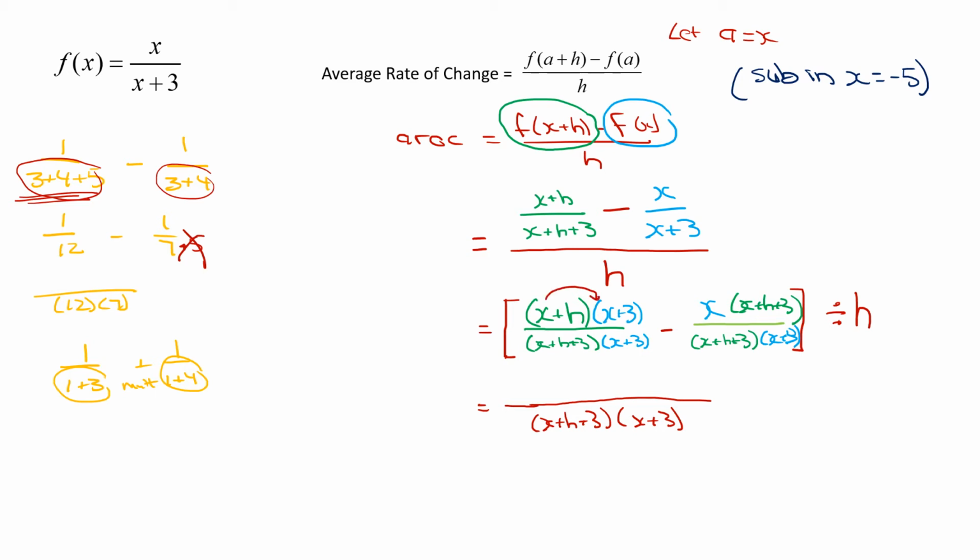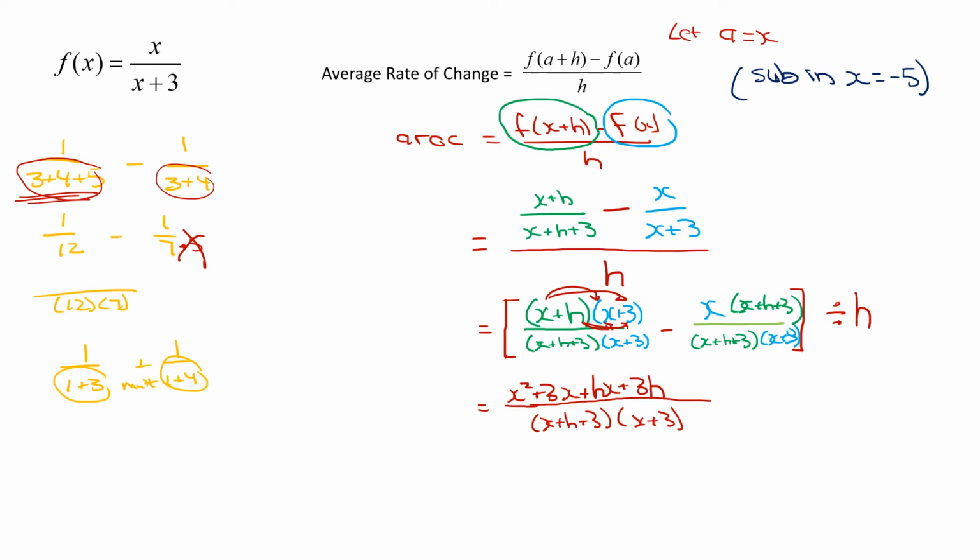X times x is x squared. X times 3 is 3x. H times x, you can either write hx or xh. Usually we go with alphabetical order, but it's not really a big deal. So we'll put hx, and h times 3 is 3h.